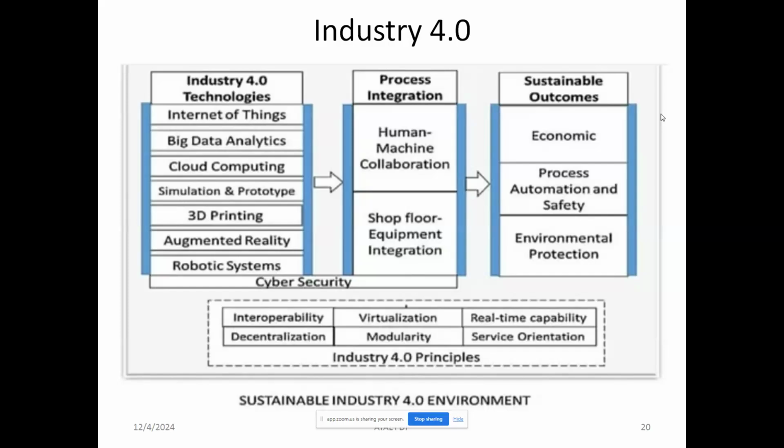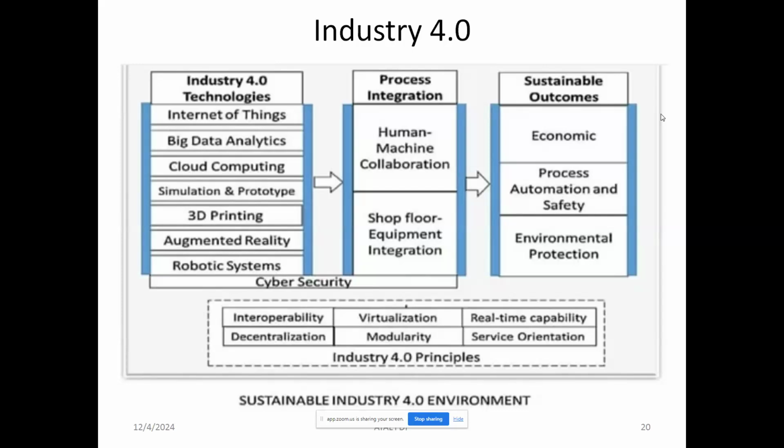Then coming to the Industry 4.0 principles, there are 6 key principles. One is interoperability, the second one is virtualization, the third one is real-time capability, the fourth one is decentralization, the fifth one is modularity, and the last one is service orientation. So this entire picture depicts the sustainable Industry 4.0 environment along with the key principles of Industry 4.0. Let us see in detail.